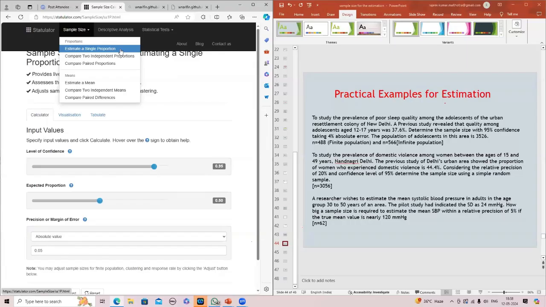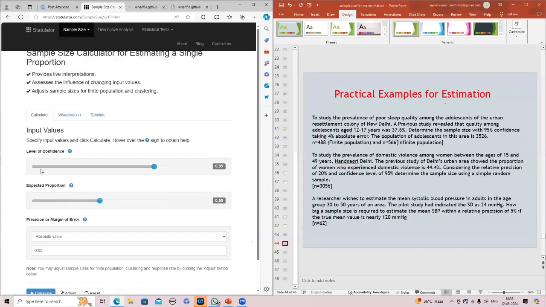So first I will explain about the single proportion estimate, how to estimate your sample size and how to do the adjustment regarding it. First I will explain some things about this statulator. That screen will appear for the single proportion. In single proportion you see that first is the calculator, second is visualization, and third is a tabulator. So you can visualize the calculation of the sample size according to the different confidence interval or different proportion, and it will also give the tabular form.